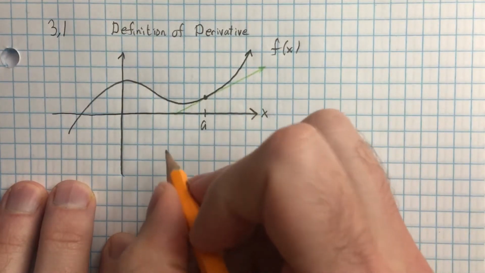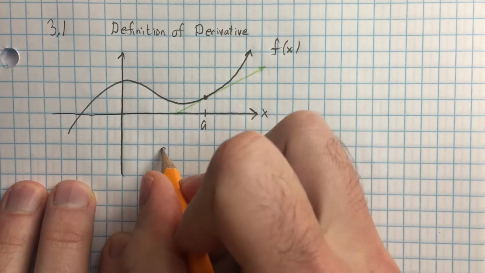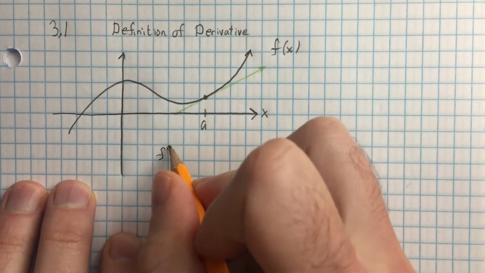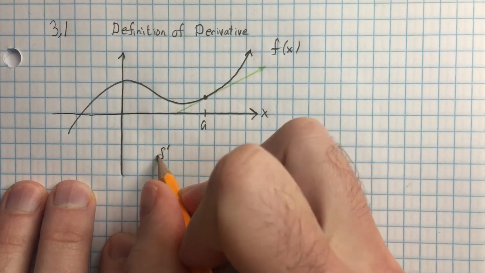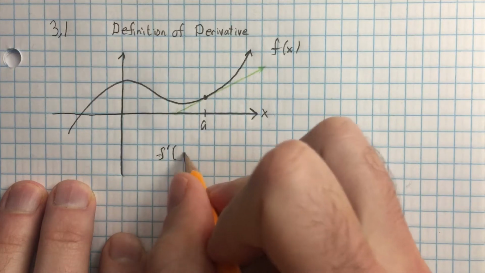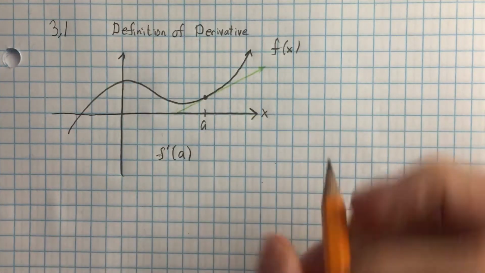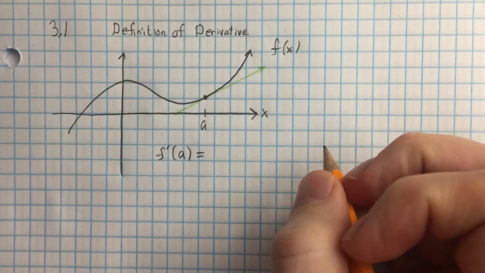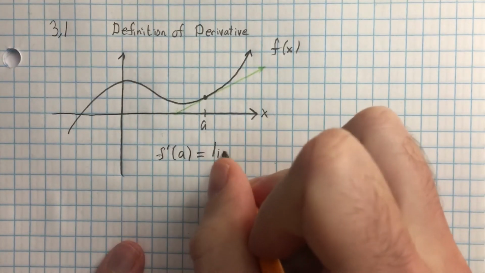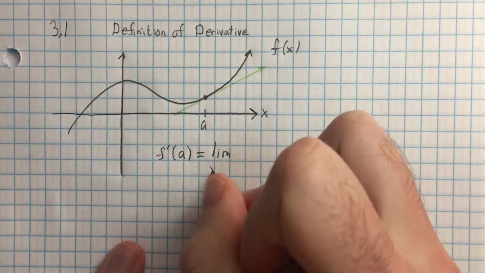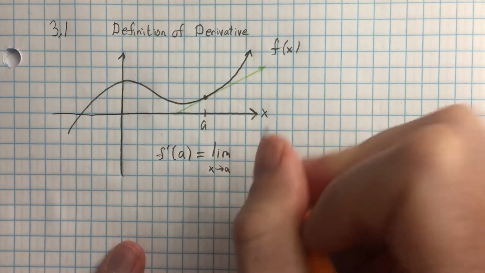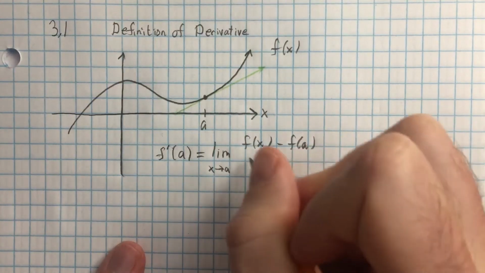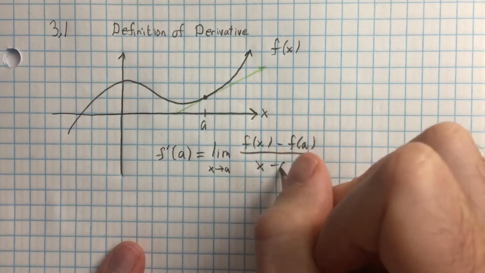So there's a new symbol for it. I'm going to use f prime. Right? So you could read it as the slope of f, the slope of the function at A, will be defined as the limit as x approaches A of f of x minus f of A over x minus A.